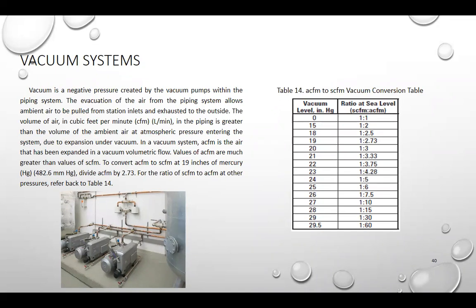In a vacuum system, ACFM is the air that has been expanded in the vacuum volumetric flow. Values of ACFM are greater than values of SCFM. To convert SCFM to ACFM at 19 inches of mercury or 482.6 millimeter Hg, divide ACFM by 2.73. For the ratio of SCFM to ACFM at other pressures, refer back to table 14.